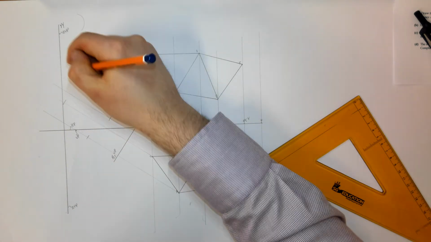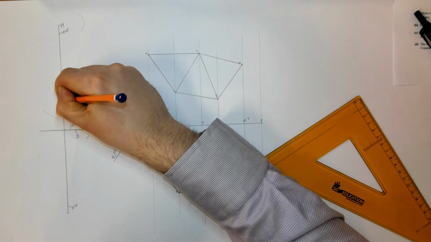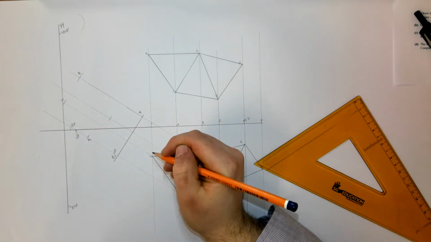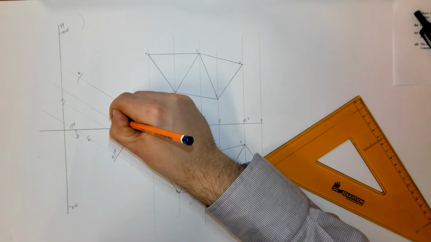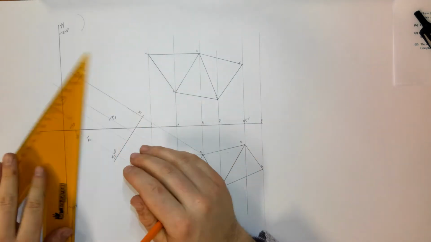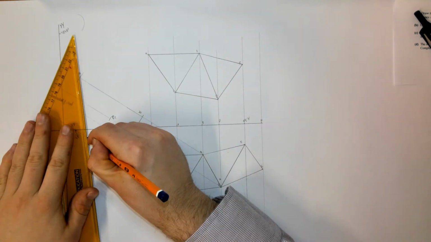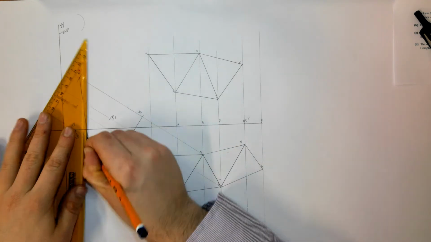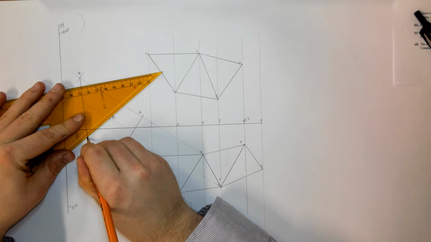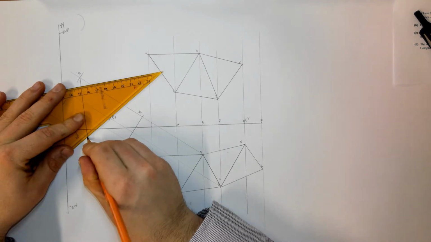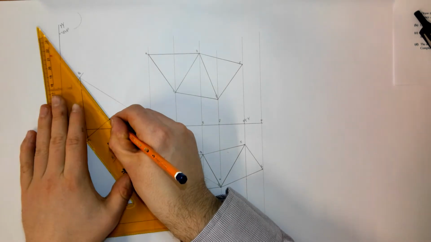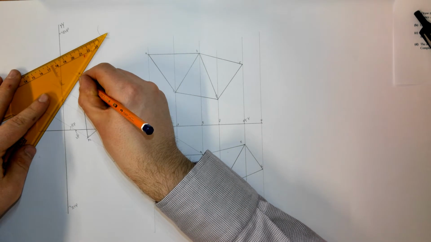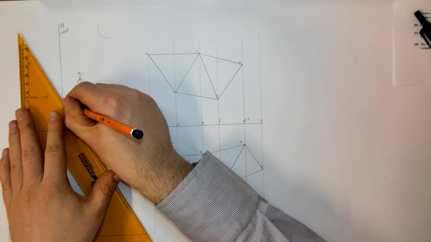Now this is B1, this is C1, this is A1, and this is D1. Now if 2 points join in one view, they join in every view. So A1 joins to B1, A1 joins to D1, D1 joins to B1, and B1 joins to C1, and C1 joins to A1.